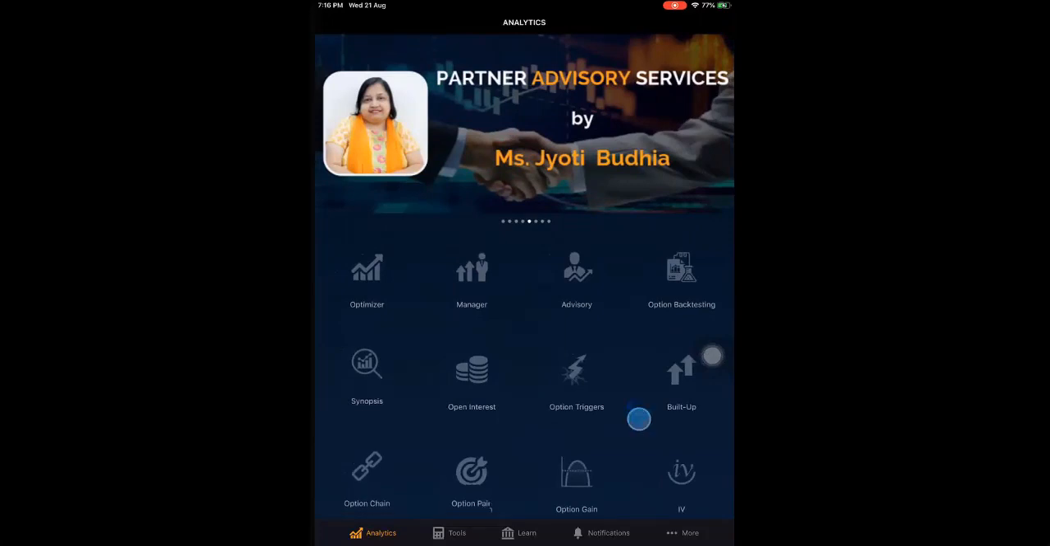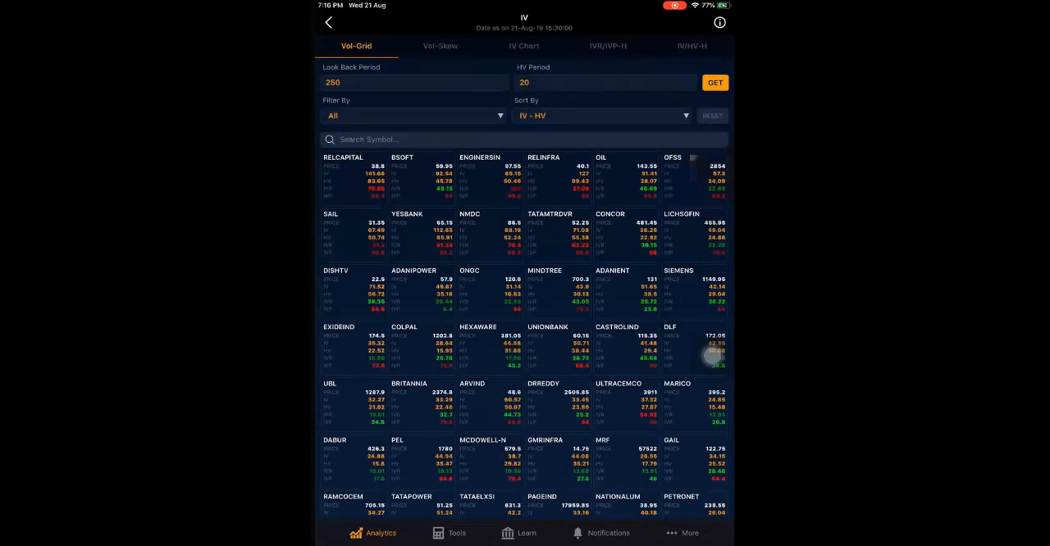Now we come to IV. IV is something which we have introduced recently, in the last month. So what exactly is the IV? It basically tells you the complete volatility description in one go, and you have various sub products in it. The first one, the wall grid, gives you a bird's eye view of the IV for all the stocks and indices at one go. For each stock you have price, IV (implied volatility), HV (historical volatility), IVR (implied volatility rank), and IVP (implied volatility percentile).